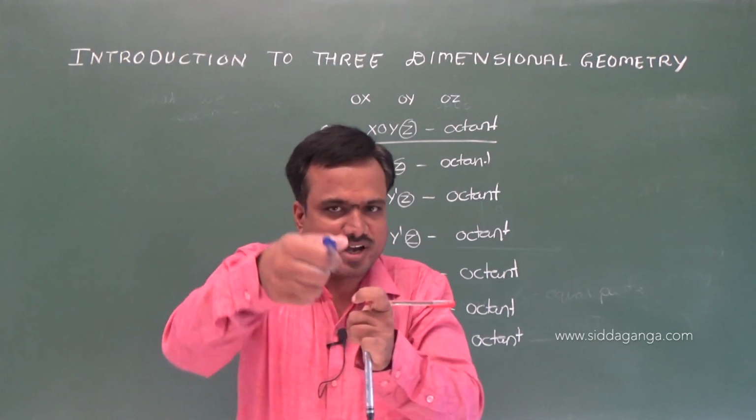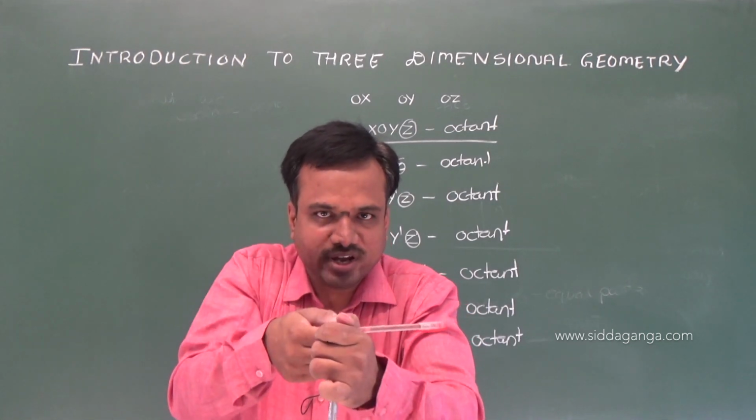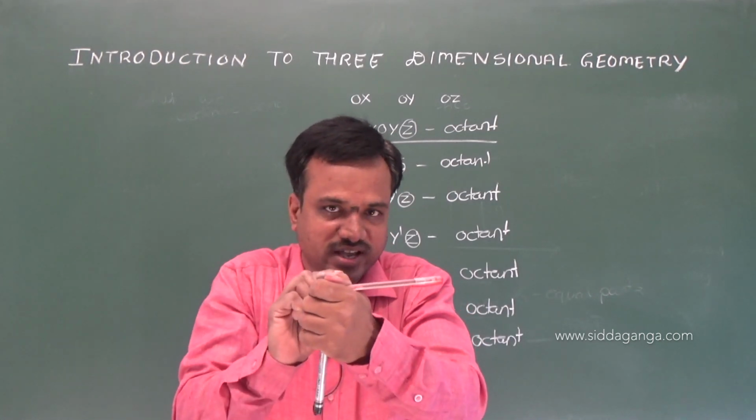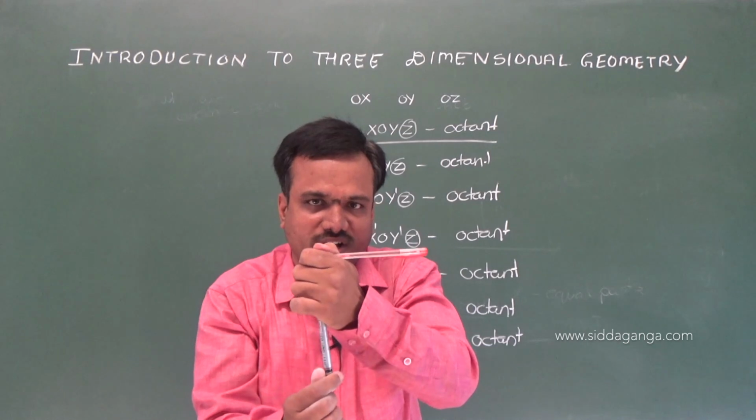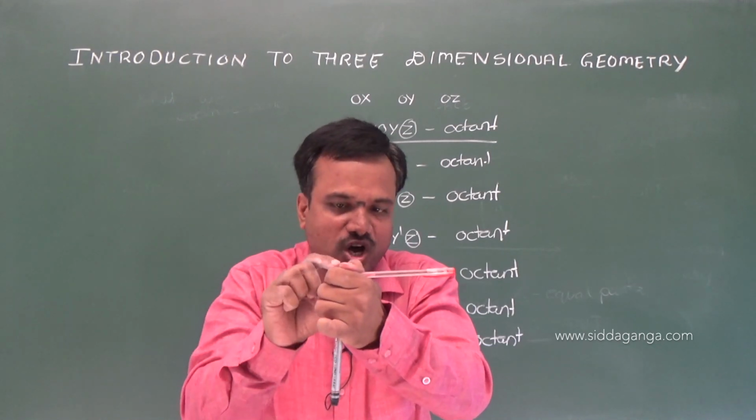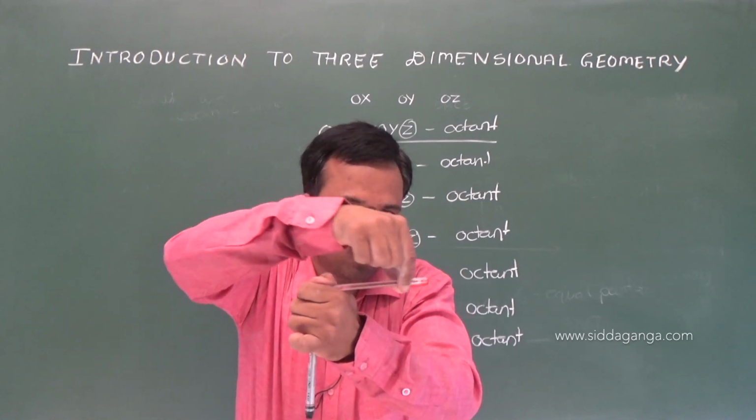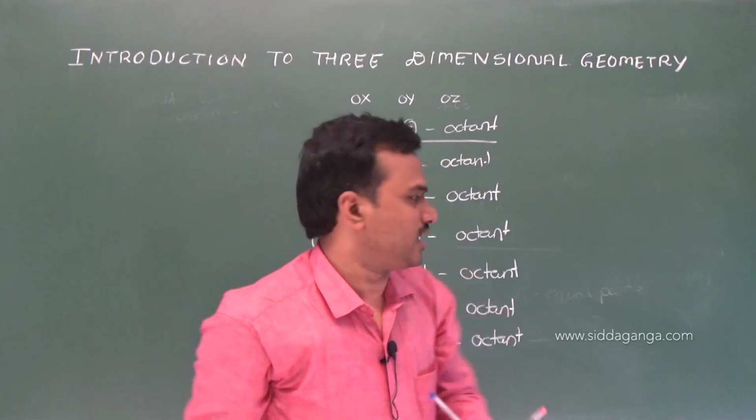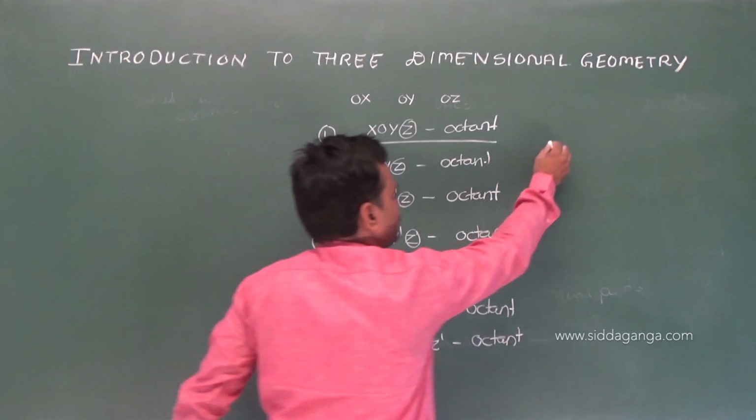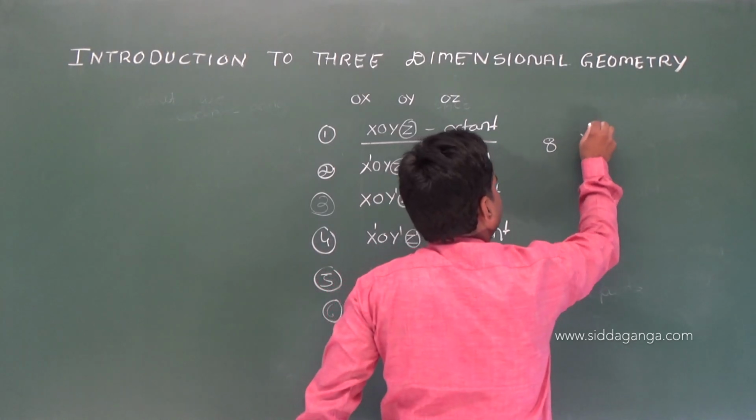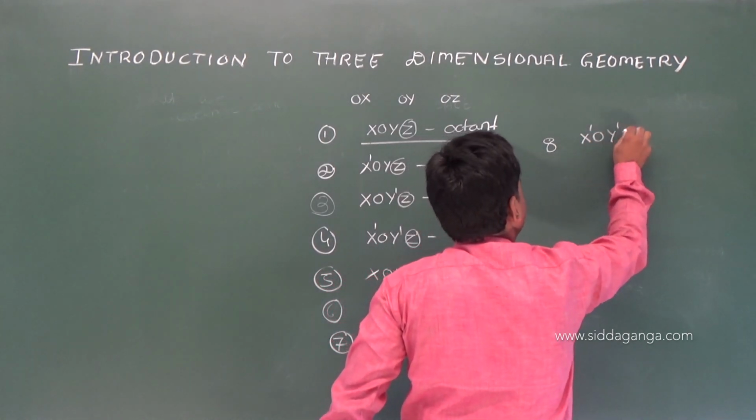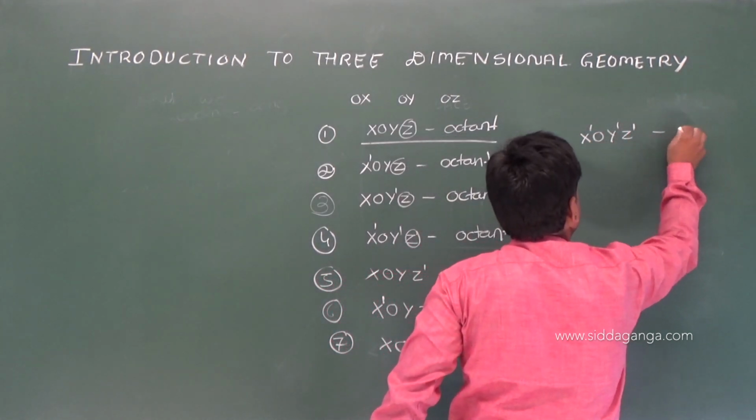Lastly, I shift the positive x-axis to the negative x-axis. See, observe here, this octant contains the edges Ox dash, Oy dash, Oz dash. Eighth one, X dash, O, Y dash, Z dash octant.